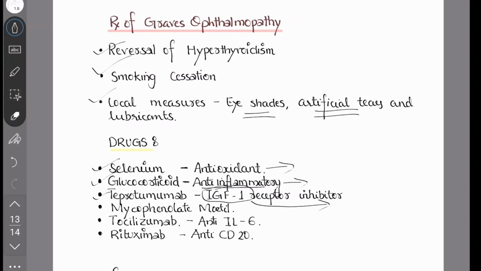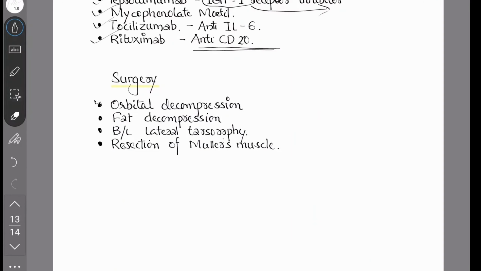We already studied the pathogenesis of this ophthalmopathy. Next, MMF, mycophenolate mofetil. Then tocilizumab, which is anti-IL-6. IL-6 is also important. And rituximab is an anti-CD20 inhibitor. The surgeries are orbital decompression, fat decompression, bilateral tarsorrhaphy, and recession of the Muller's muscles.